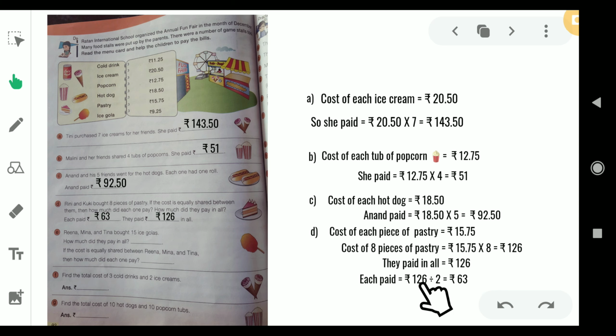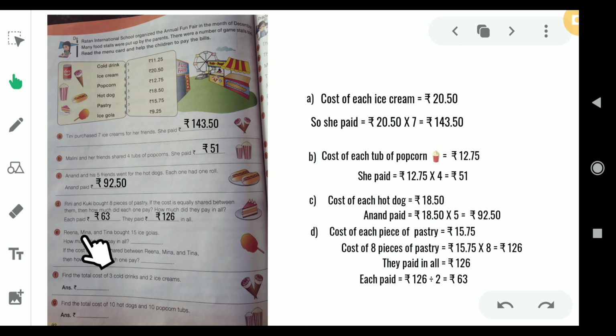But if they want to share the bill, they have to do it like this, that is 126 divided by 2. Because there are two people, we divide 126 by 2, so it would be 63, which shows that each one of them paid 63 rupees, which means 63 rupees was paid by Rini and Cookie individually.